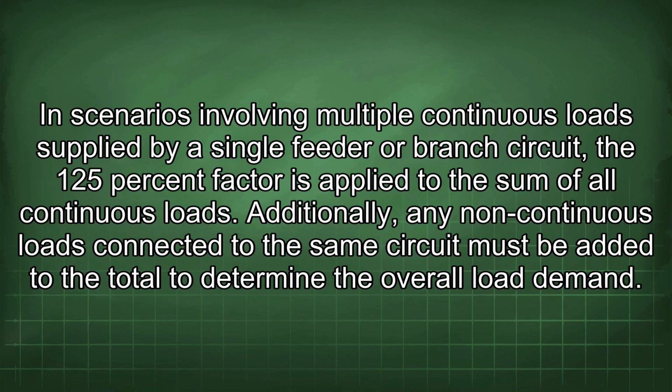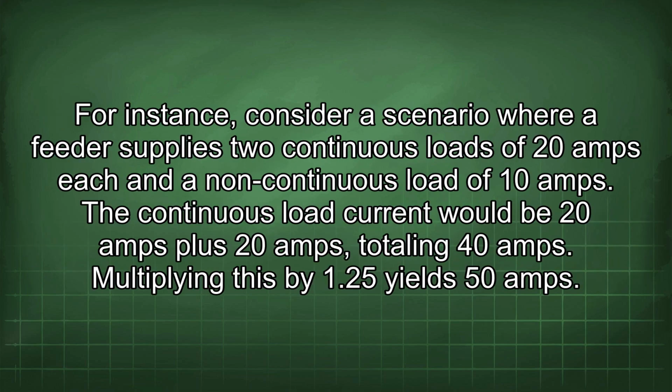In scenarios involving multiple continuous loads supplied by a single feeder or branch circuit, the 125% factor is applied to the sum of all continuous loads. Additionally, any non-continuous loads connected to the same circuit must be added to the total to determine the overall load demand. For instance, consider a scenario where a feeder supplies 2 continuous loads of 20 amps each and a non-continuous load of 10 amps. The continuous load current would be 20 amps plus 20 amps, totaling 40 amps. Multiplying this by 1.25 yields 50 amps.